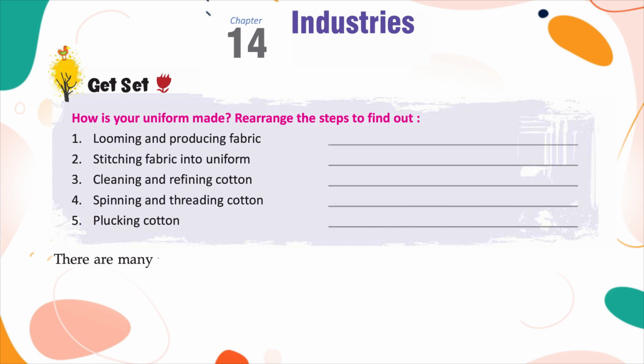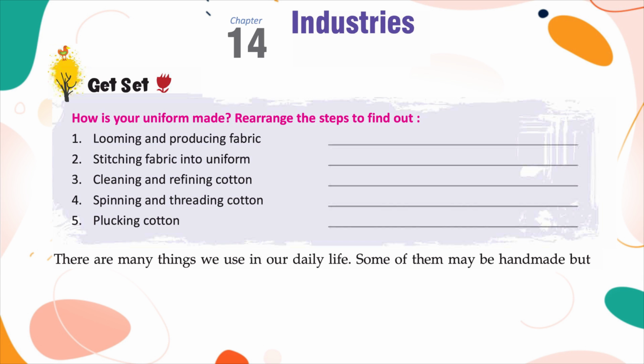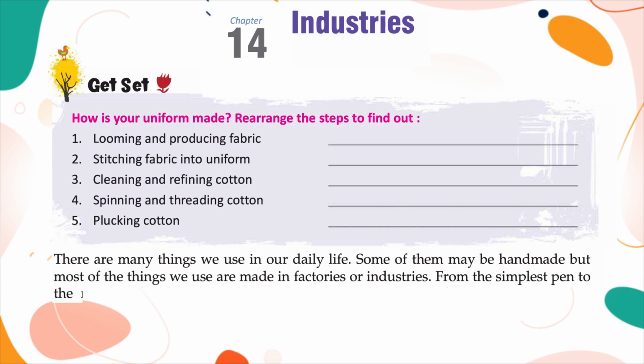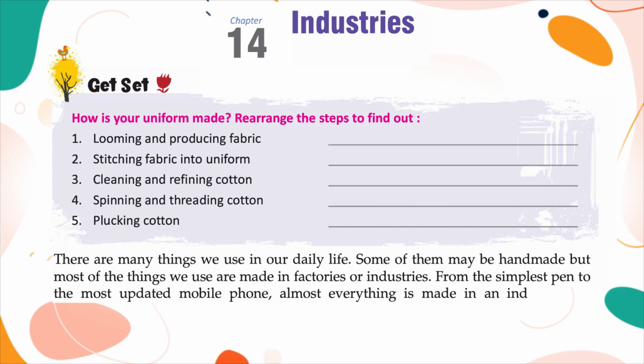There are many things we use in our daily life. Some of them may be handmade, but most of the things we use are made in factories or industries. From the simplest pen to the most updated mobile phone, almost everything is made in an industry.